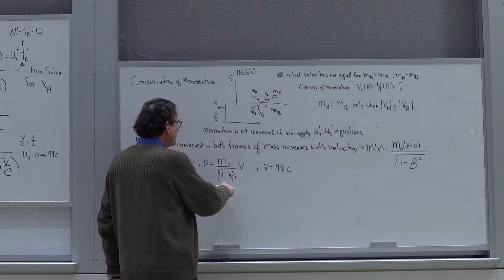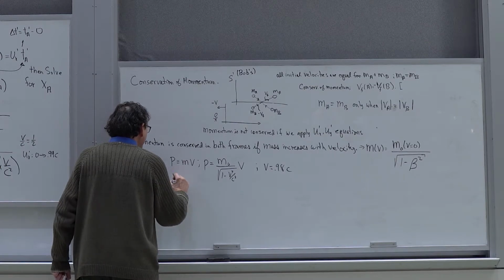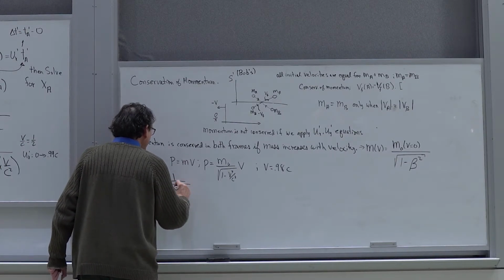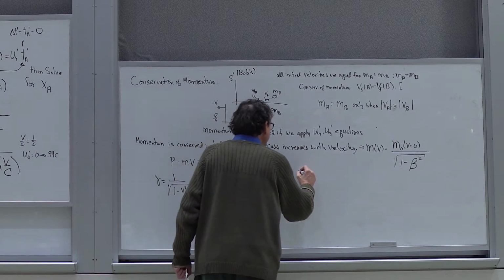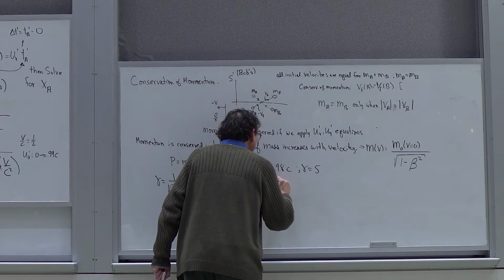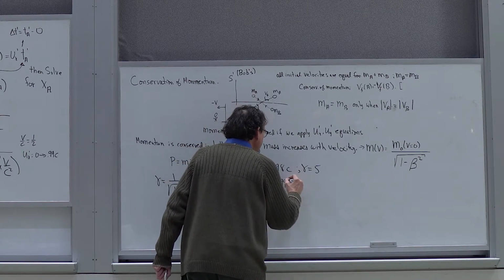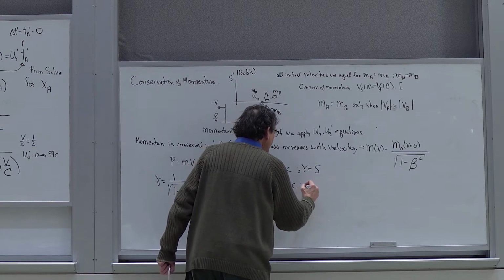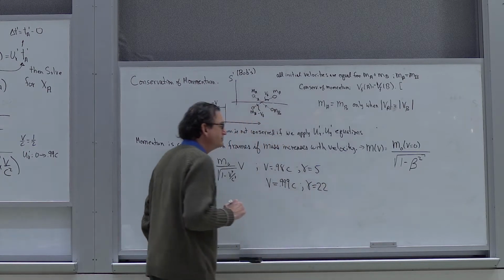And I calculate the Lorentz factor, or the gamma factor, right? So we said gamma is equal to 1 divided by the square root of 1 minus v squared over c squared. And for this case, gamma is equal to 5. And if I increase the velocity slightly, to 0.999 c, then gamma is equal to 22.